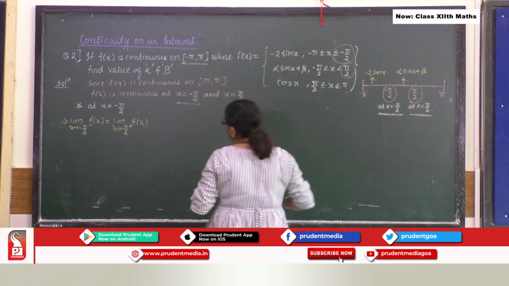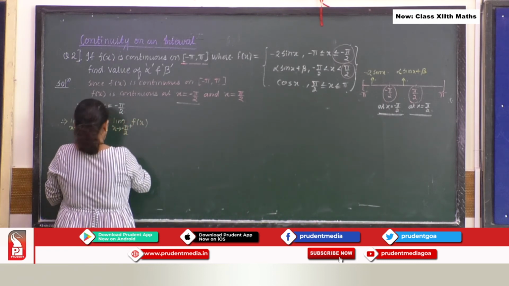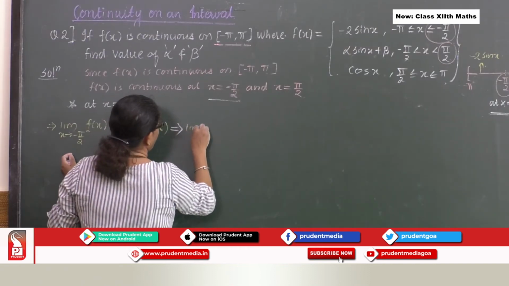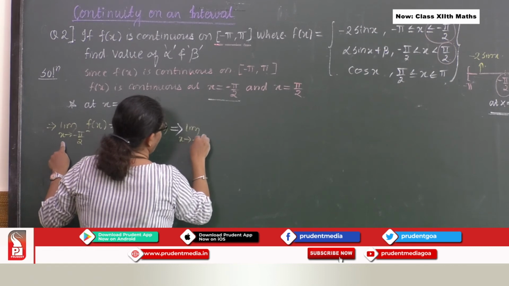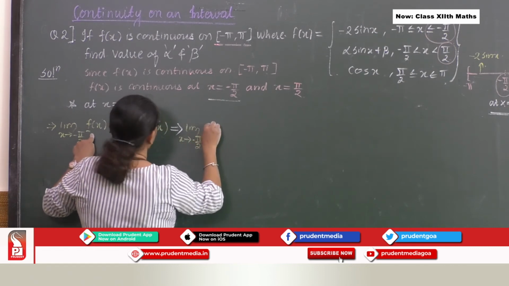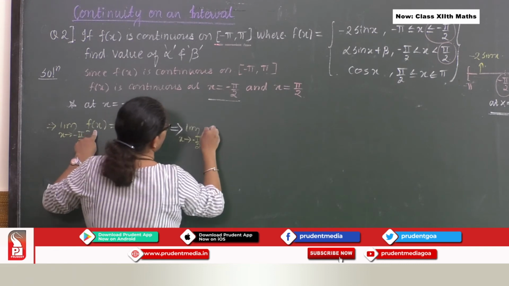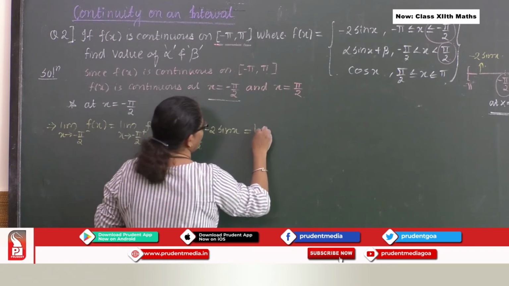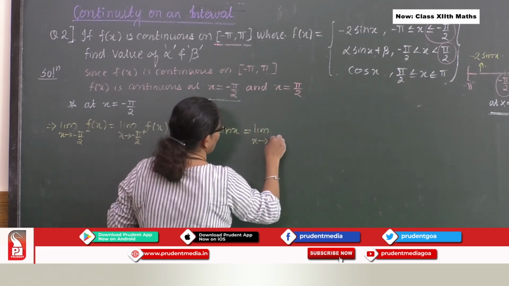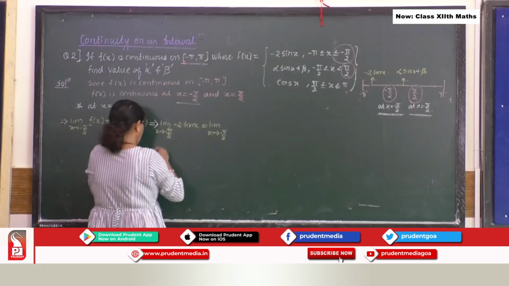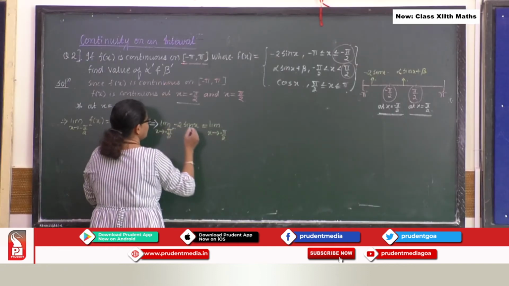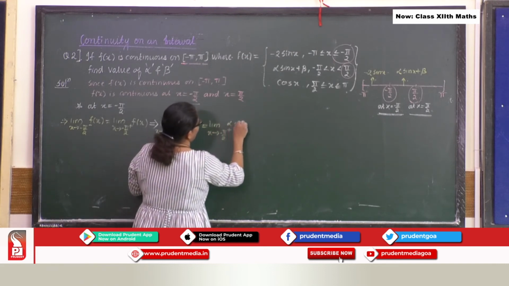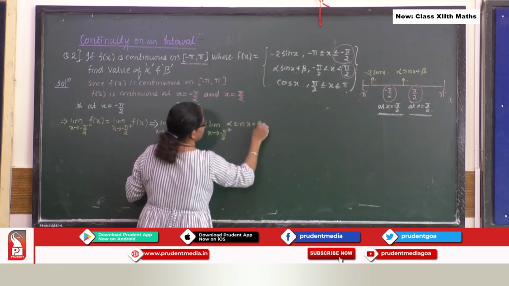Fine. So let's proceed here with it. So here I say, which implies, limit x tends to minus pi by 2 of f of x. Now which f of x will I consider? This one, minus 2 sine x, which is equal to limit x tends to minus pi by 2. This is minus, this is plus. So over here I take alpha sine x plus beta.